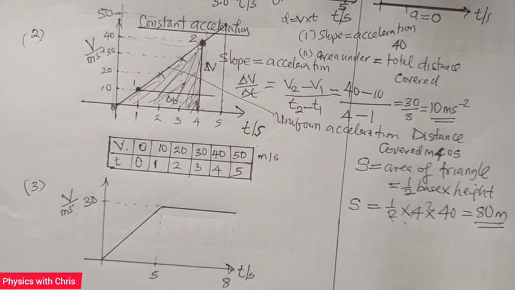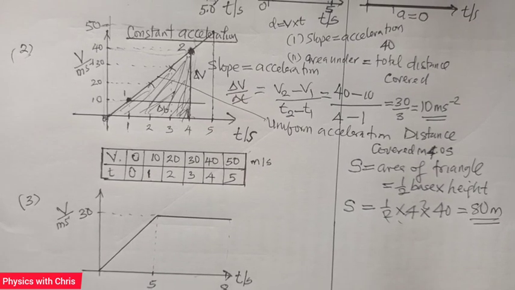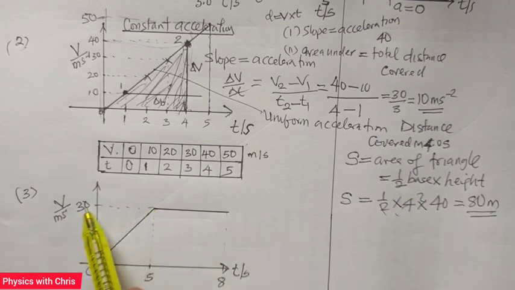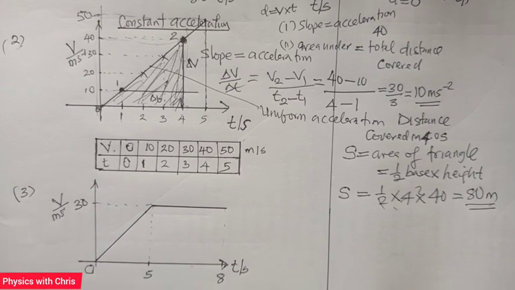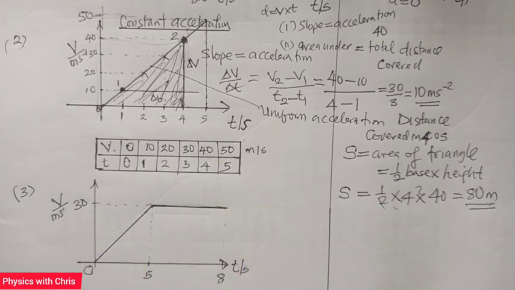Now, before we close, let's look at this particular graph. You are given this graph of a body that starts from rest, and then they may ask you to describe the motion of this body. You start from this point O, and then after 5 seconds, he attains a speed of 30 meters per second. And then between 5 and 8 seconds, the speed stays the same. No more increase in speed, no more decrease in speed. It remains constant for 3 seconds. So sometimes they can give you a picture like this, and say describe the motion of the body.